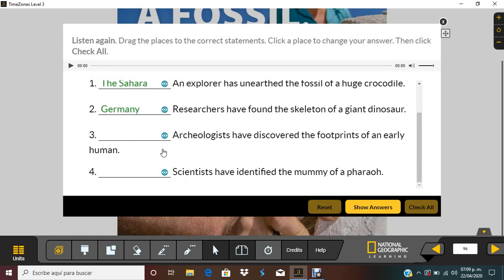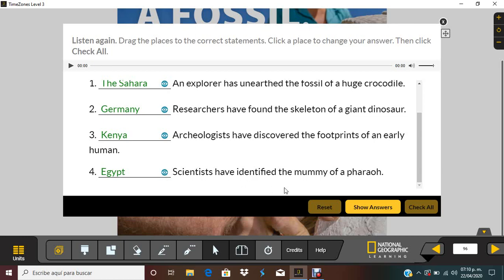Okay, number 3. Archaeologists have discovered the footprints of an early human. What was the correct answer? Kenya. Okay, so early human was found in Kenya. In fact, it is said that the first people, yes, originate from Africa. But anyway, let's continue. Egypt. For number 4, the correct answer was Egypt.